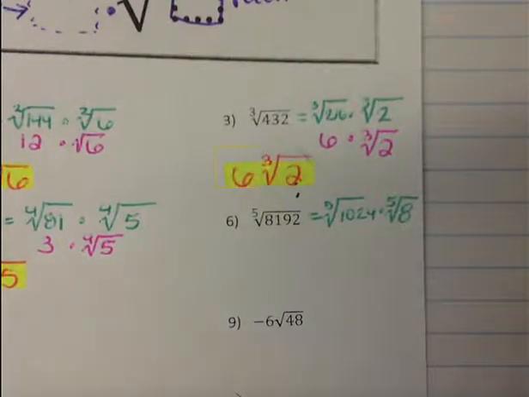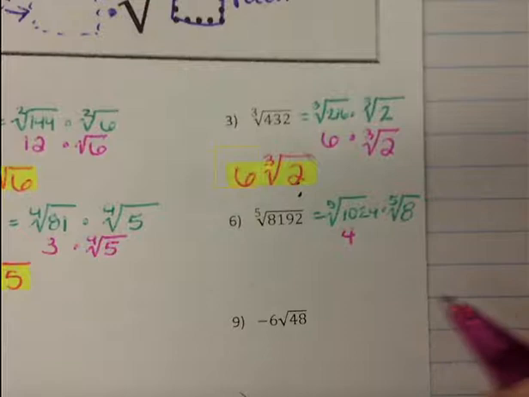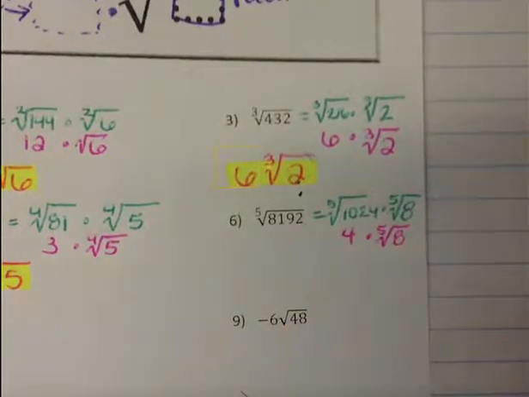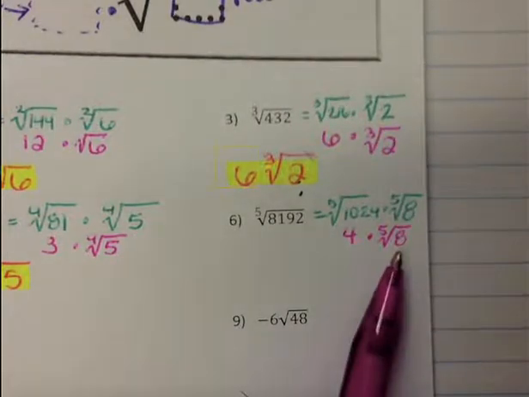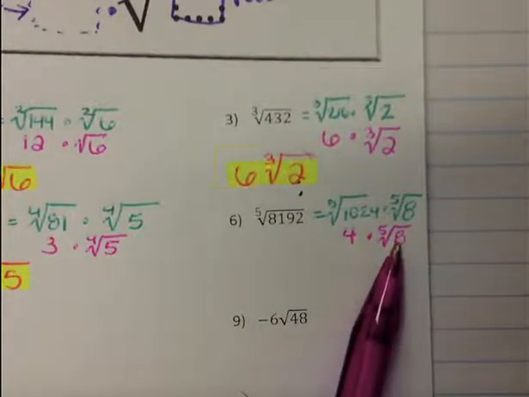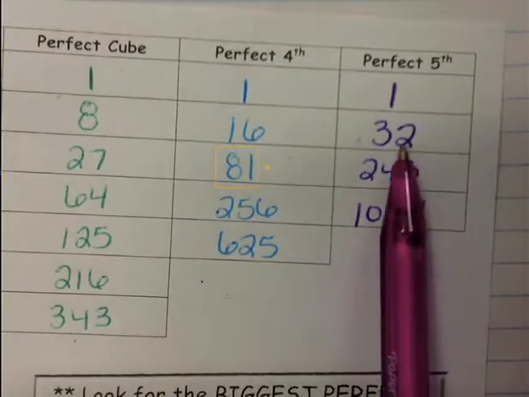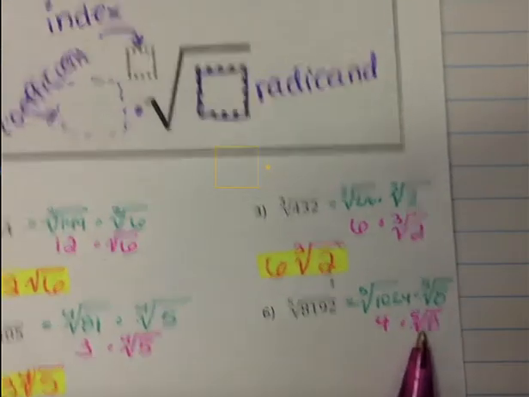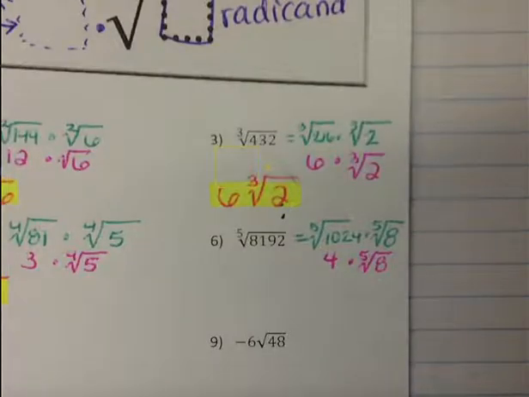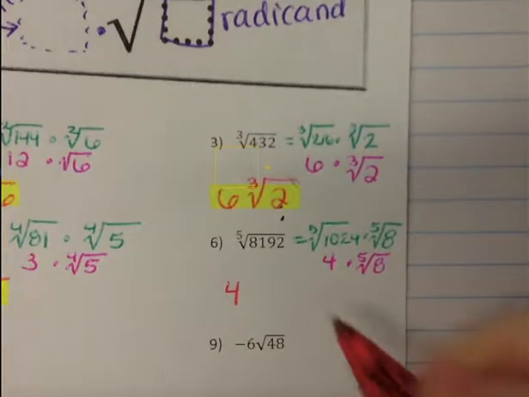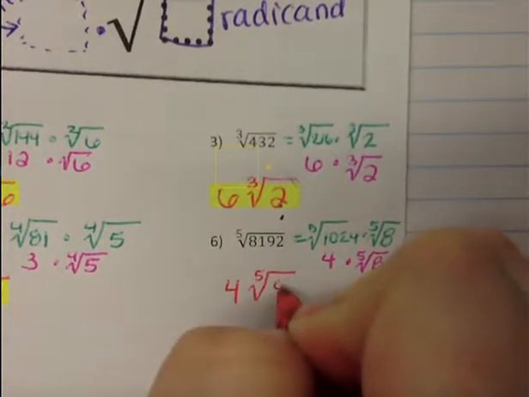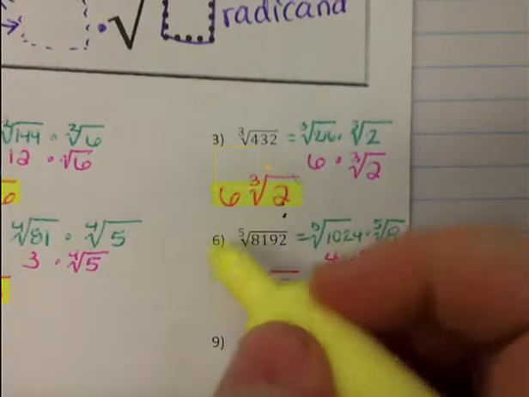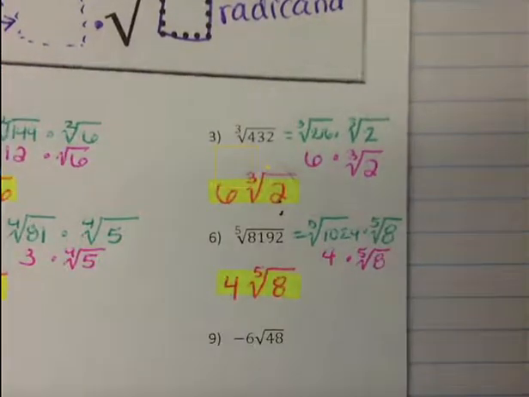The 5th root of 1,024 was the 4, going back to the row, times the 5th root of 8. And going back to the perfect fifths, 8, the biggest number that we can check. 32 is too large, so 1 is the only possible number that could work, and that means that the 8 is as far as it can go. So our final answer is 4 times the 5th root of 8. And again, you can check that in your calculator using that math button.